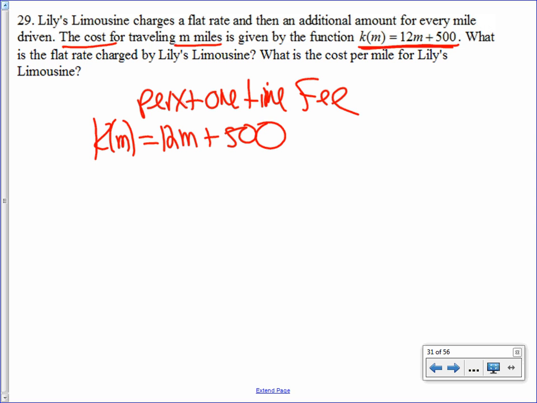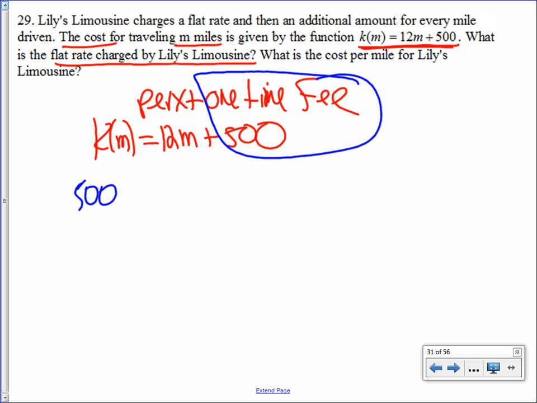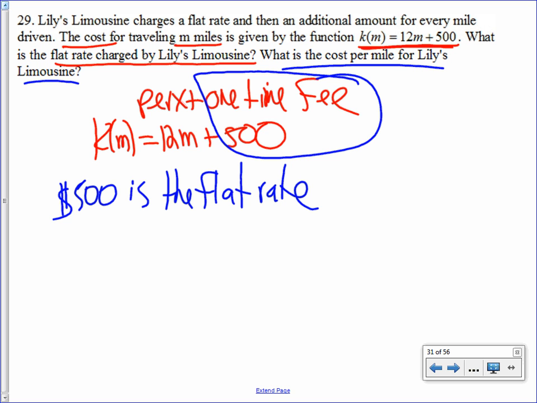It's asking for the flat rate charged by Lily's limousine. Well, the flat rate is the one-time fee. The one-time fee is 500. The cost per mile for Lily's limousine, well, the per is $12 per mile.